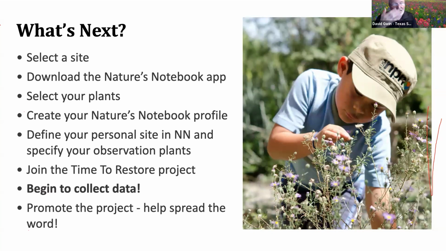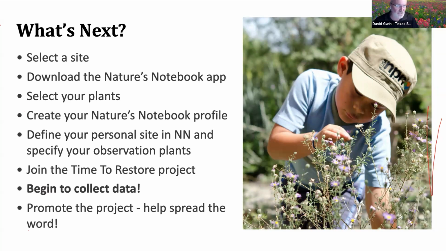But what's next is you would then select a site. I mentioned we're going to do a training on Thursday night, and we can walk you through that process. I'm about to show you a QR code, so get ready with your phones. You can take a picture of it to get registered for that training this Thursday night so that you can become set up and ready to collect data for this effort.